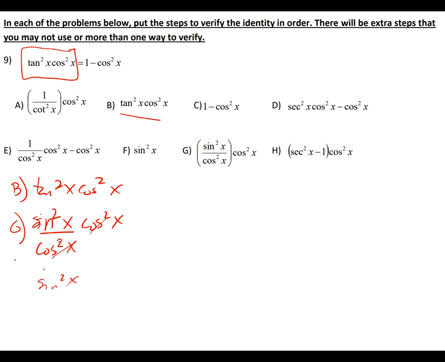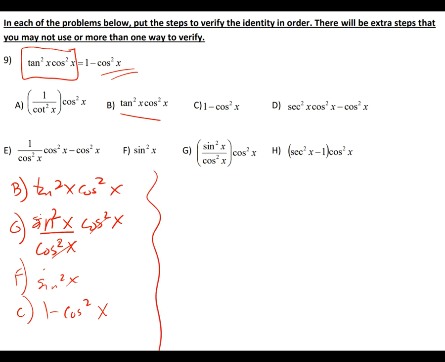Which one? F. Guess what the last choice has to be? Yeah, the 1 minus cosine squared. So choice C is the 1 minus cosine squared. Okay, so not so bad, right? It looks pretty scary when you first look at it, but it's not so bad.